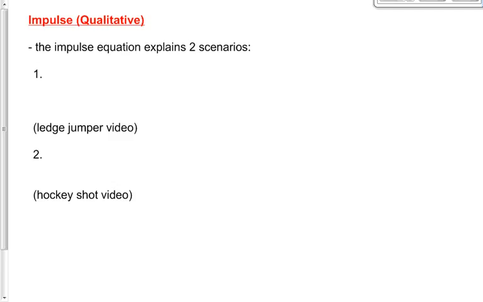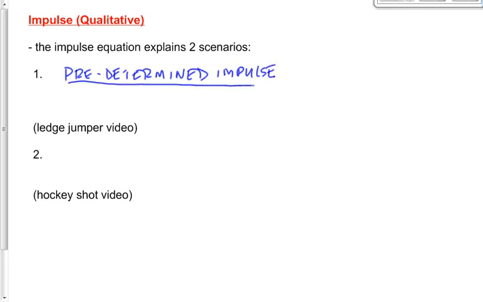We've established that the concept of impulse is very versatile in solving problems, but it's also versatile in explaining everyday observations. The two observations that we talked about yesterday that impulse can explain are when we have what I call a predetermined impulse, and when we have what I call that fancy two-hyphen word, non-predetermined impulse.